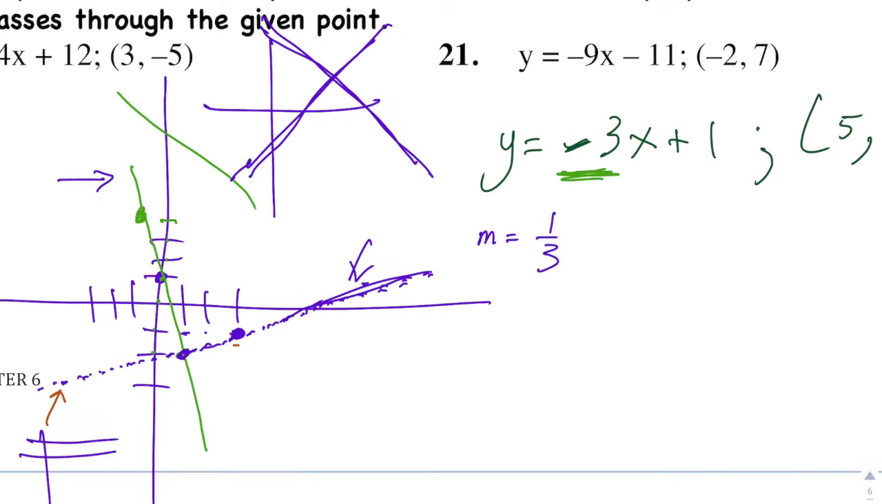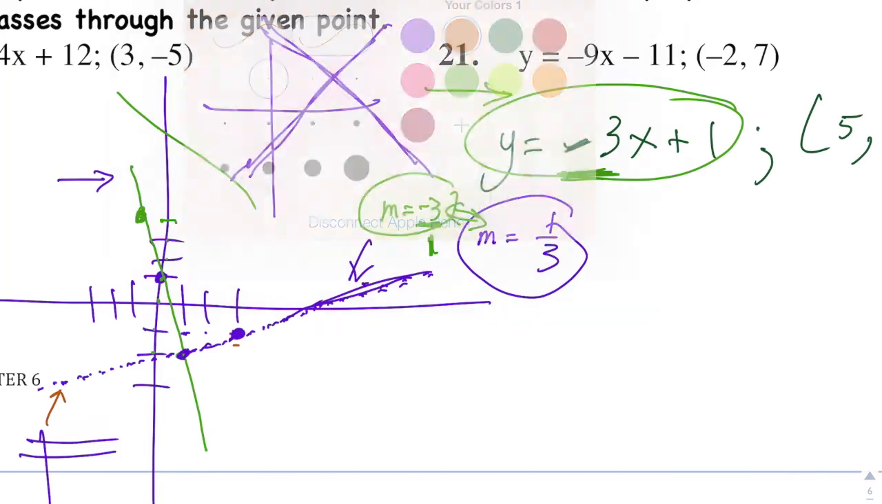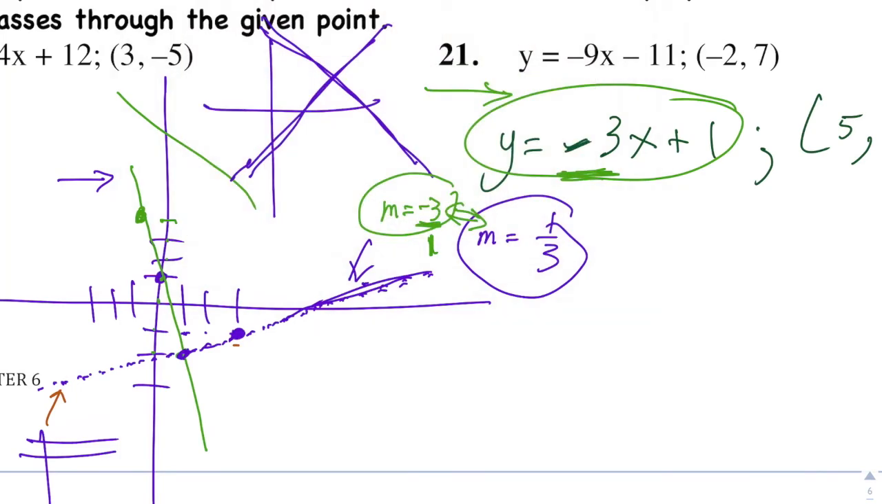Notice something? 1/3. There is a relationship between our target line, which we're trying to write the equation of, that's perpendicular to this, and the slope of this line. The slope of this line is -3. What's the relationship? These two slopes, in order to create perpendicular lines, need to be opposite, meaning positive, negative. If this is negative, this has to be positive. They need to be opposite reciprocals of one another.